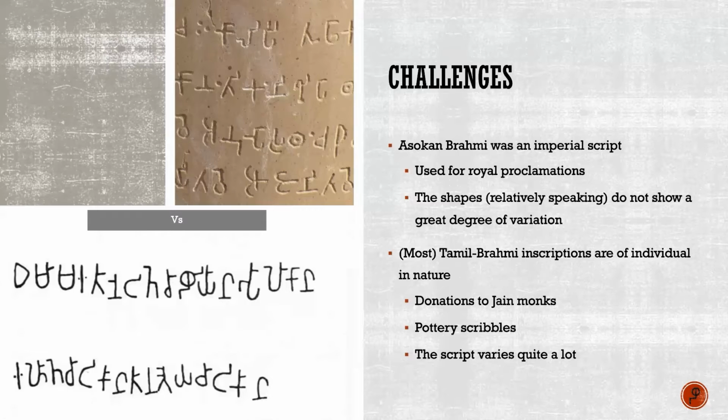So what were the challenges to actually create a typeface for Tamil Brahmi? Ashokan Brahmi, as some of you might know, was an imperial script. It was used for royal proclamations. The shapes are more or less standardized. There are some variations, but not a lot. But Tamil Brahmi inscriptions are more individual in nature. They record a donation to Jain monks. They are like scribbles on pottery. There's a lot of variation in the script.